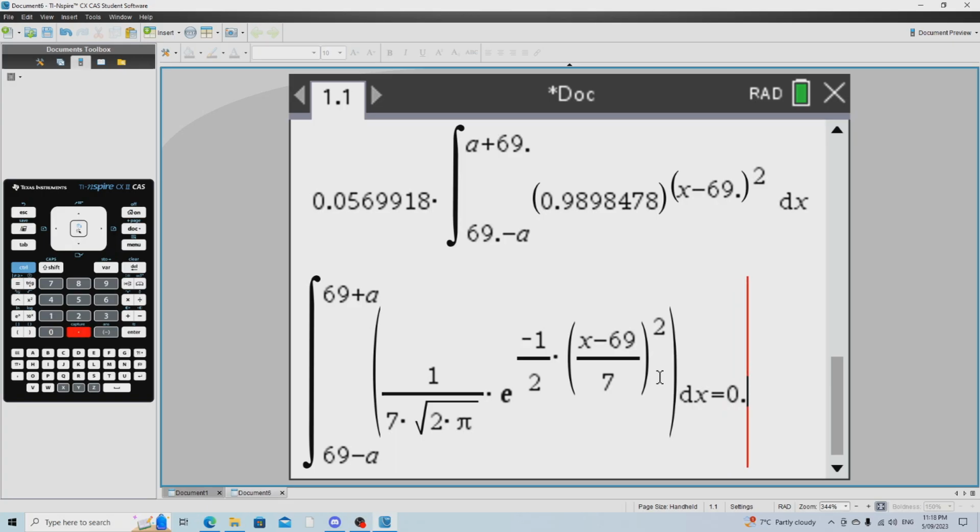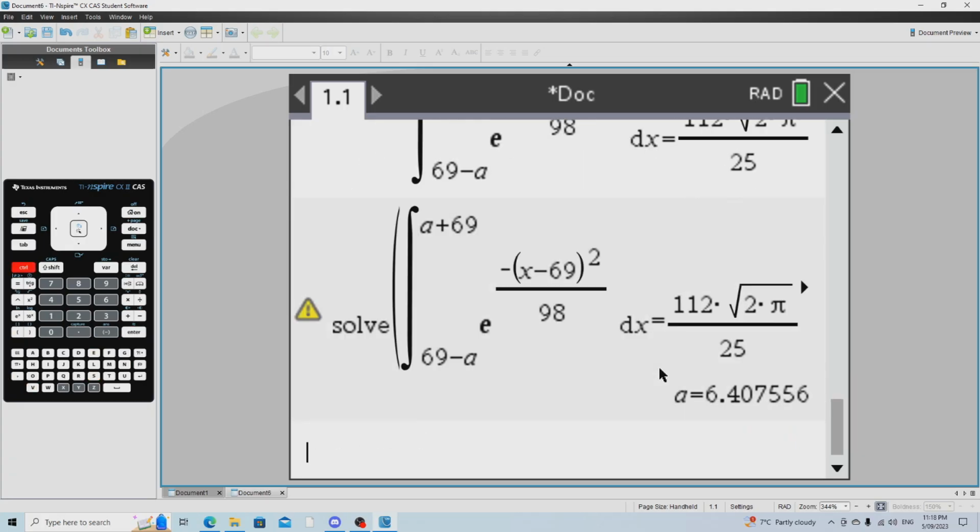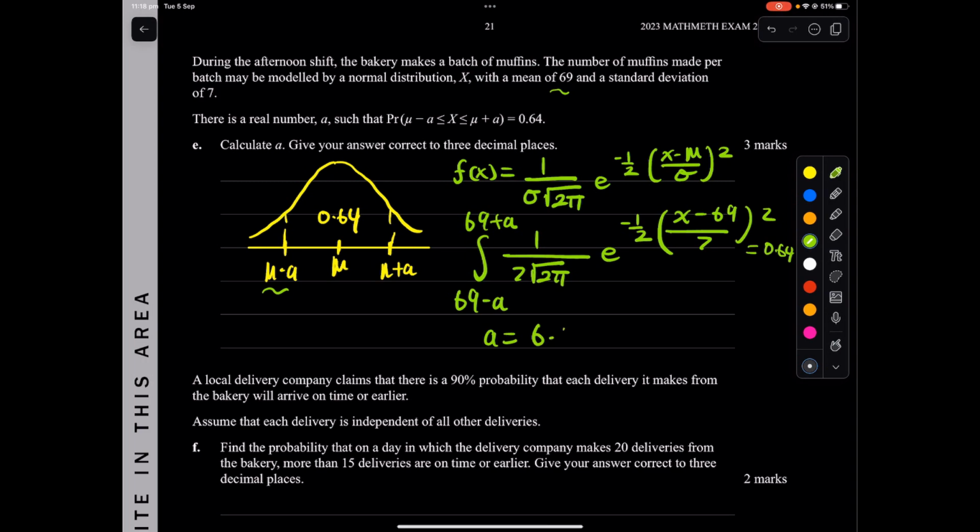So 0.64. Enter. Solve for a. And we get a is equal to 6.408 to 3 decimal places. Perfect. I hope that's right. Done.